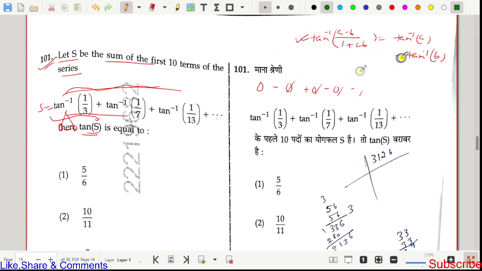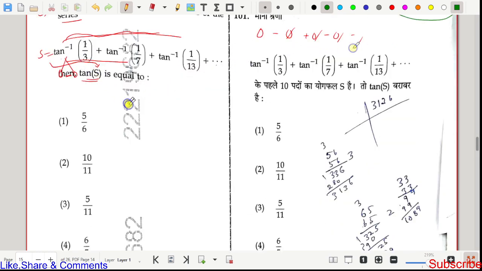So look at this. We have to bring out this term, so that we get the subtraction of two terms. Look at this formula: in the denominator there is a 1, no? So first of all, we'll write all the terms with denominator 1 plus something. If we write that, we will get tan inverse 1 by 1 plus 2. Similarly, this will be tan inverse 1 by 1 plus 6. Like this it will continue. Next it will be tan inverse 1 by 1 plus 12.